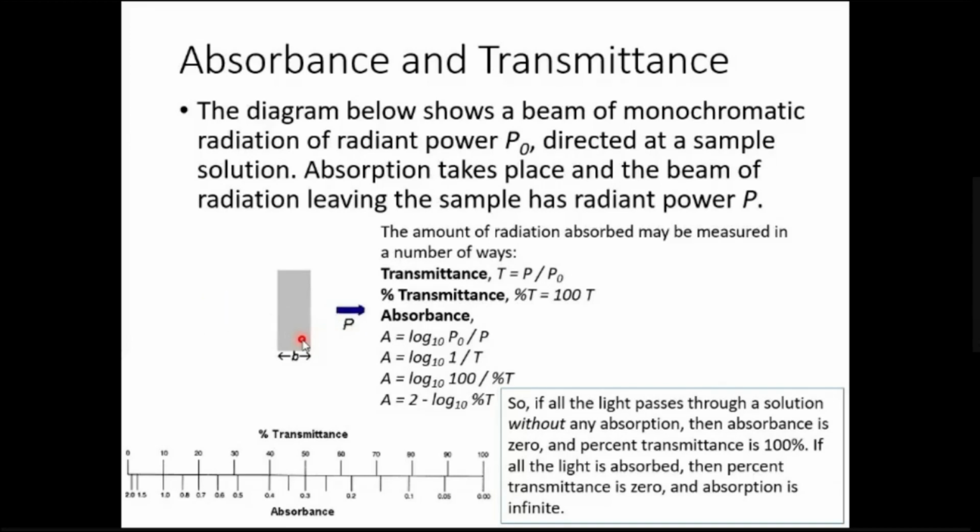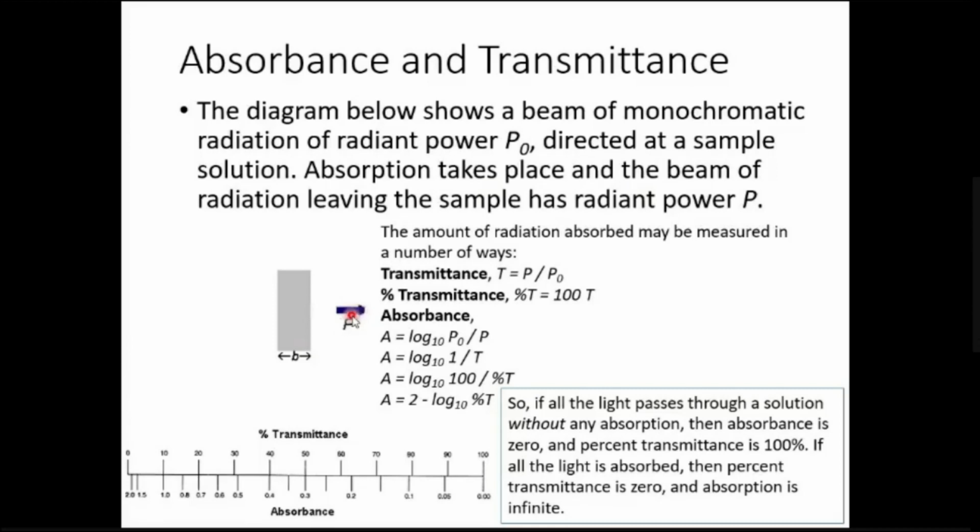This diagram, which is animated, shows a beam of monochromatic radiation of radiant power or radiant intensity P0. In some books, it is also referred to as I0. Now that electromagnetic radiation is directed at the sample. Absorption of some of the power takes place by the sample, and the beam of radiation leaving the sample now has radiant power P.